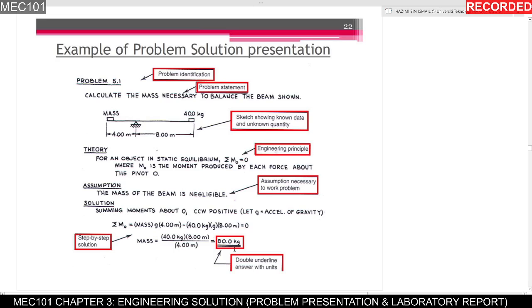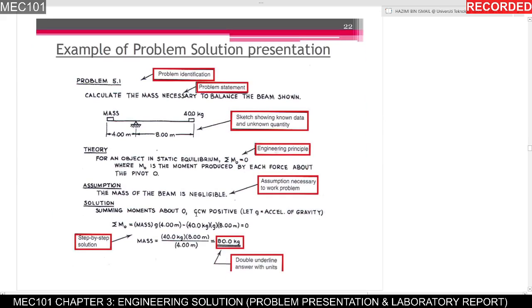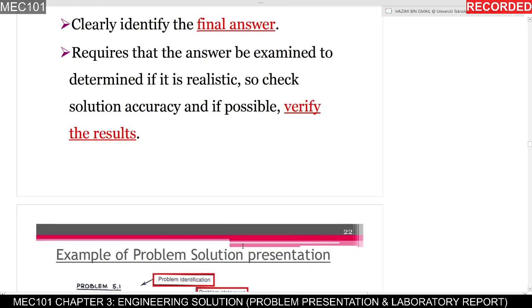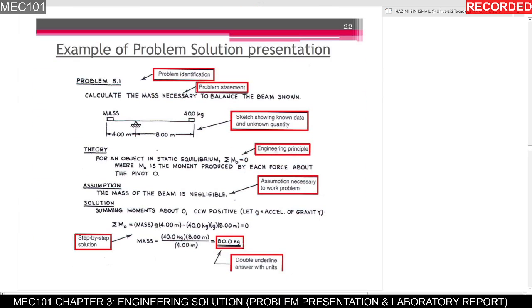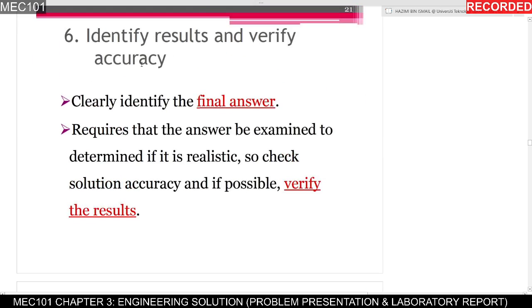This process of verification can also be done using computer simulation. In real life, we can use the computer to simulate. If the results from the computer simulation are not too far from our results here, we can conclude that the result is right. Okay, that's how we do the verification.